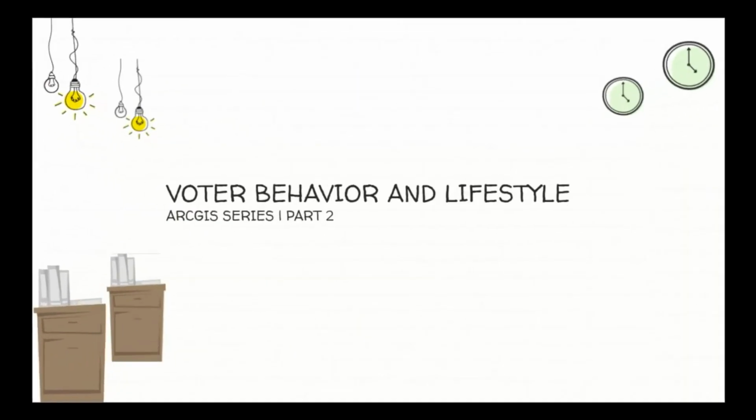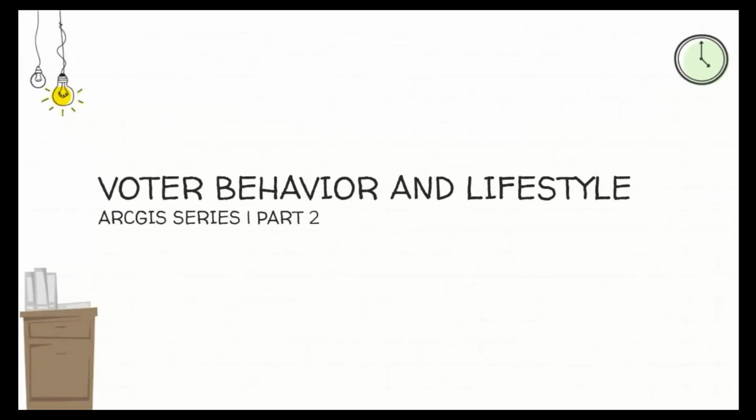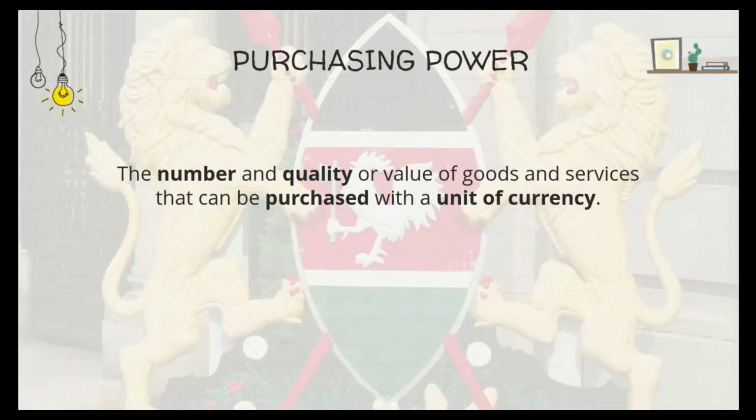Hello and welcome to part 2 of the GIS series, and we are going to be looking at the voter behavior and lifestyle according to their purchasing power. So in simple terms, I can describe purchasing power as the number and quality, or the value, of the goods and services that can be purchased within a unit of currency.